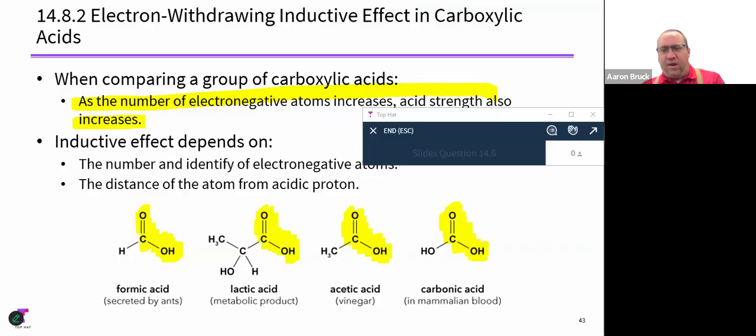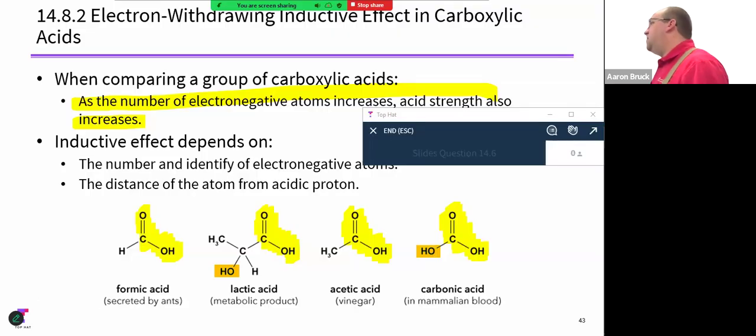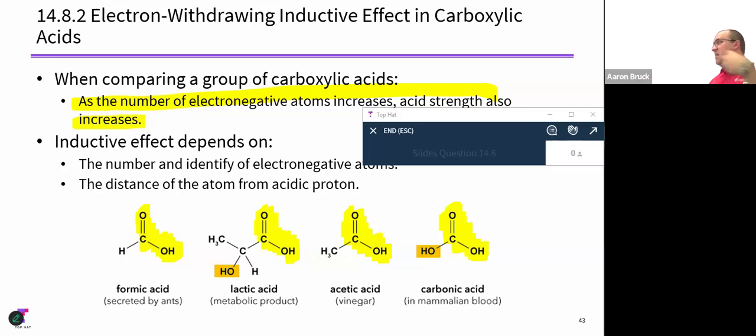And so if I'm comparing them to each other, I would look at this and say, okay, well, where are the more electron withdrawing groups? Where are the more electronegative atoms? Lactic acid here has an additional OH group here. Carbonic acid has an additional OH group there. I would expect those two acids to be stronger than the other two acids because of that electron withdrawing group, which is going to pull density away from that OH bond.